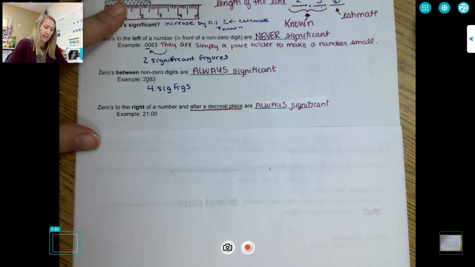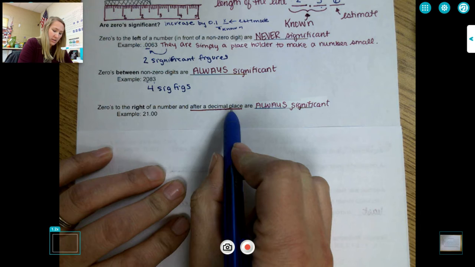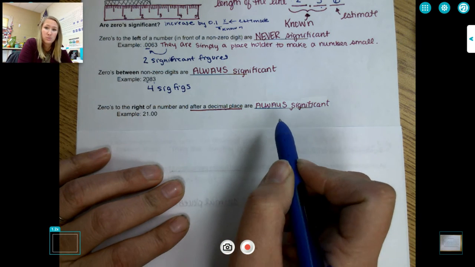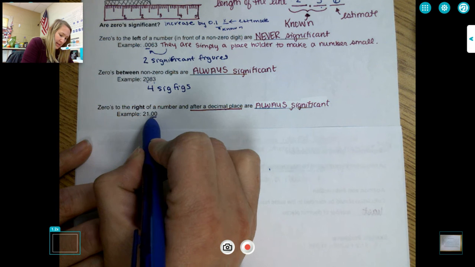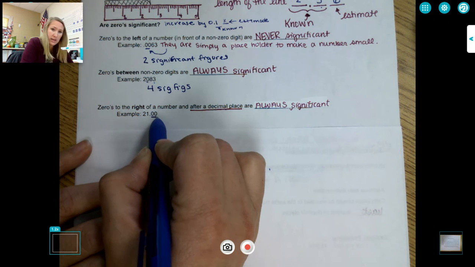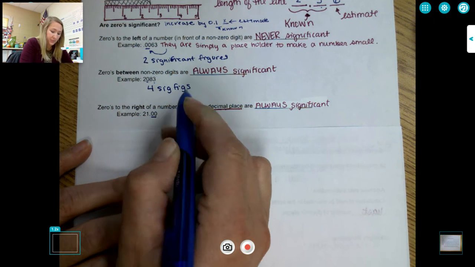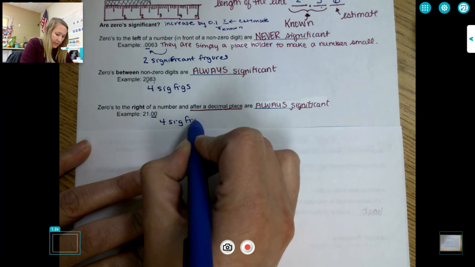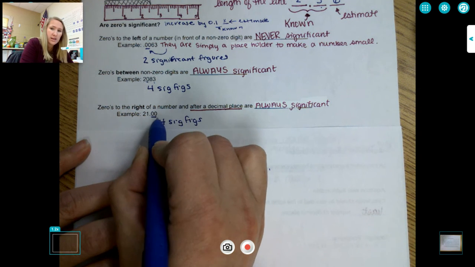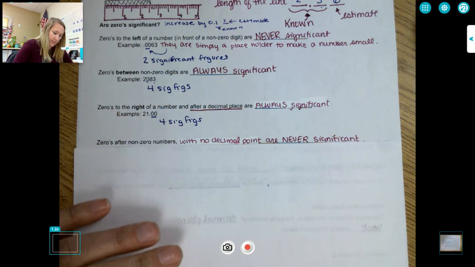Zeros to the right of a non-zero number, but after a decimal place, or when there's a decimal place present, are always significant. So that means this decimal place tells us I know exactly to the 10th, 100th place that I have that precision. So in this case here, there are 4 sig figs. Because these are not placeholders, they're telling us how precise our measurement is.